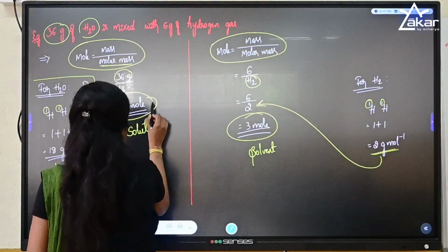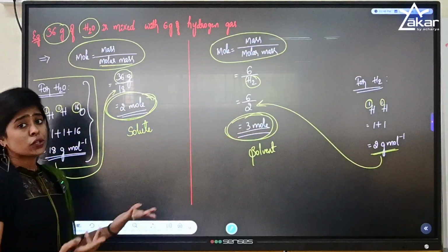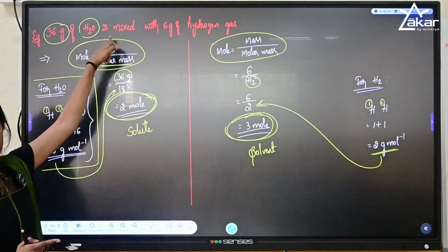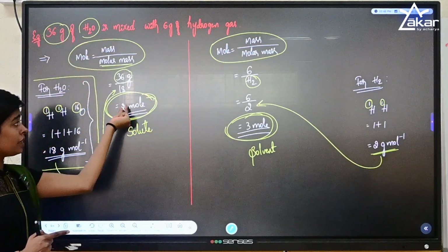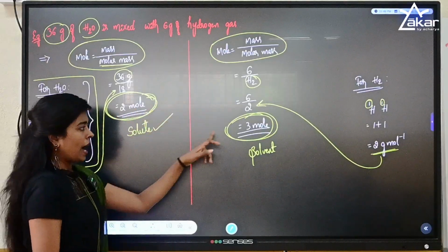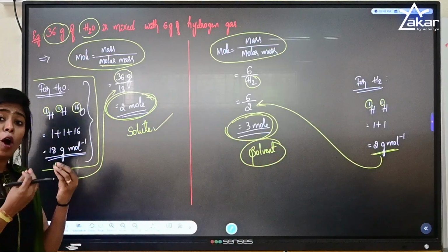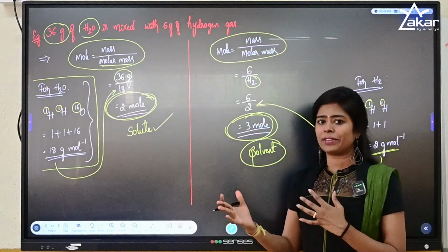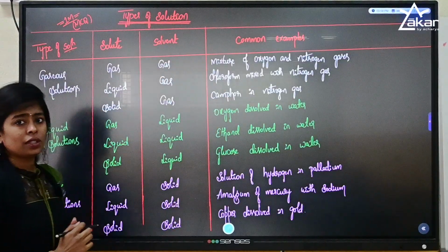Now you can observe, here we got 2 moles, here we are getting 3 moles. So now we should decide which one is solute, which one is solvent, not just by looking at the grams. So this is 2 moles, this is 3 moles. So the number of moles here is 2, which is less than that. So this we are calling as solute, and here this is solvent. So this is how we understand the proper definition of solute and solvent, how to identify solute and solvent.